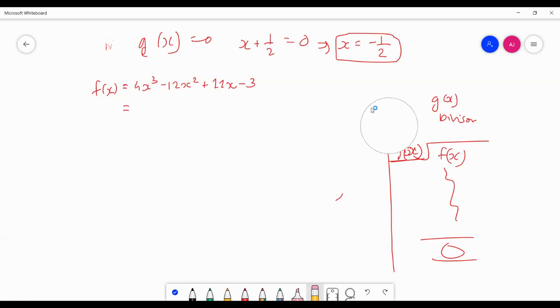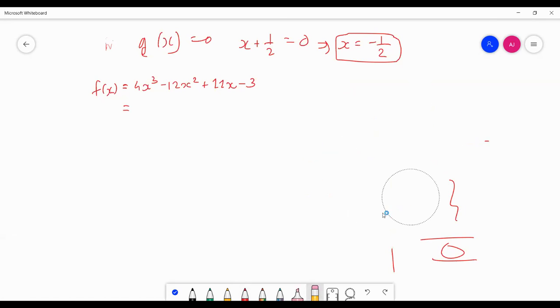Example, we are seeing now. Here in the question we are given a polynomial, f(x) equal to 4x cube minus 12x square plus 11x minus 3, and a divisor g(x), which was x plus 1/2. So f(x) is divided by g(x), f(x) upon g(x). So what will be the remainder? We equated the divisor to 0, so x plus 1/2 equal to 0. We got x equal to minus 1/2. Now put this value in f(x). So now we will find f(minus 1/2), that is the value of the function at x equal to minus 1/2.